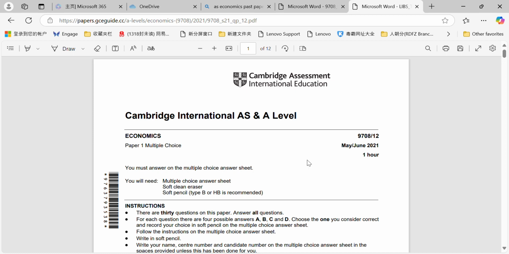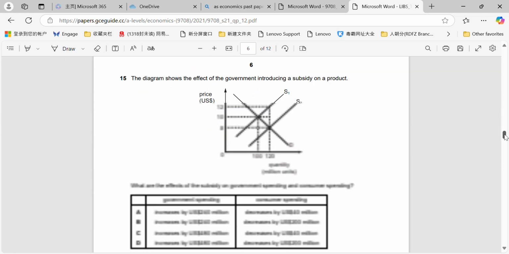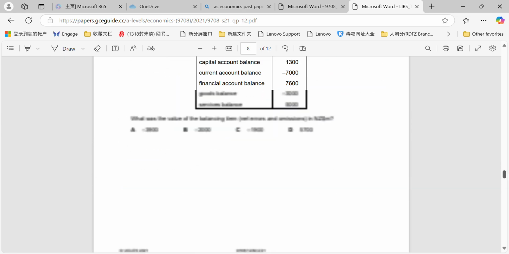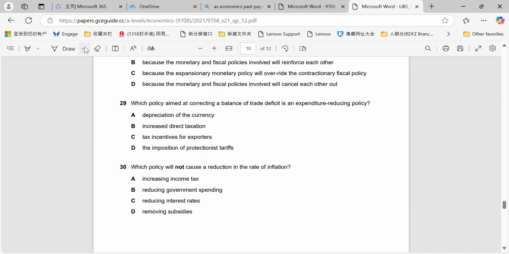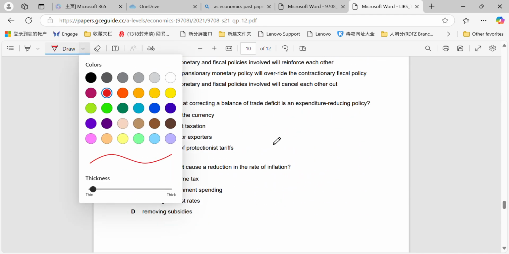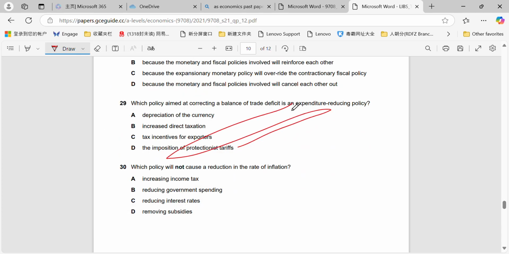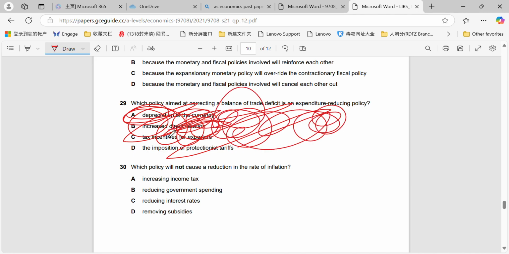Okay, so today we're doing May-June 2021 question paper 12. I can only find the question paper 12 and 13 for this particular sitting. So we'll start at the bottom. Just remember question 29 here is no longer relevant on the new syllabus. Expenditure reducing, expenditure switching, no longer relevant on new syllabus.